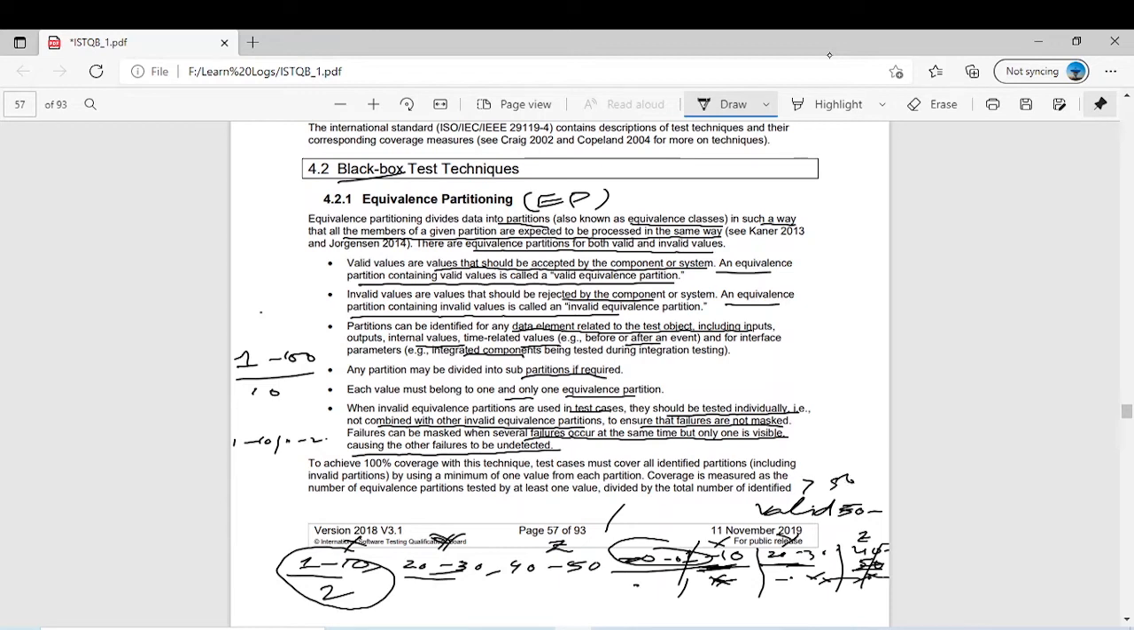So maybe you have tested the invalid values 51 to 60, all 10 together. Maybe on 51 this is an invalid value, but in that case you will trigger some other fault. Maybe in case of 52 there could be another fault triggered. But if you test all the invalid values together, you will come to know only about one fault or one error. Maybe the other errors are behind that error.